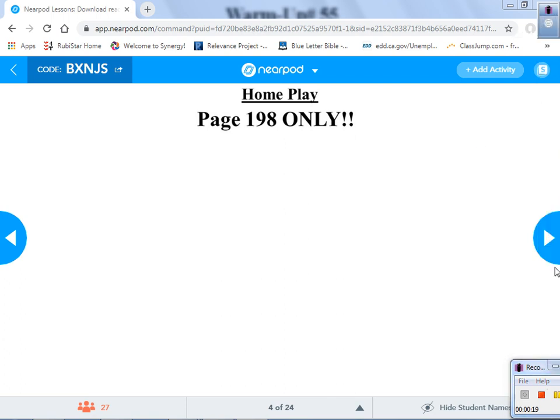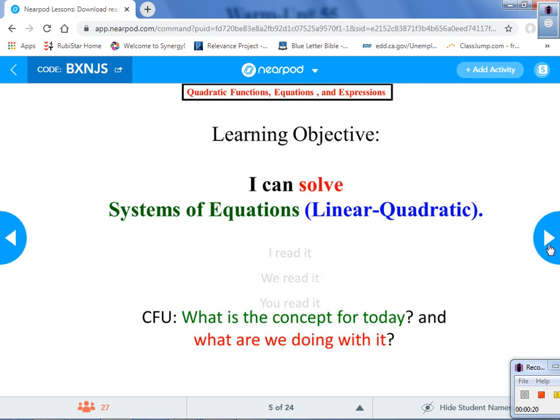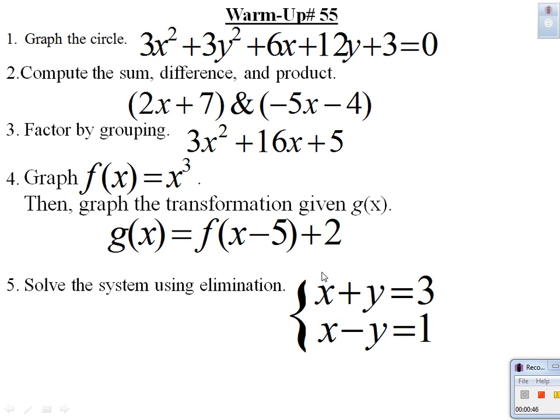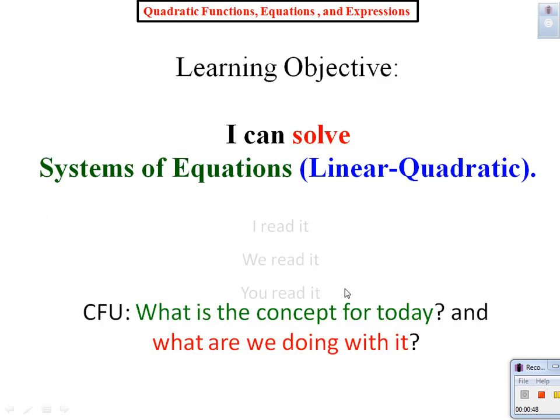All right. So our objective for today, I can solve systems of equations. At the beginning of the school year, the first 3 weeks, we did a full review for Algebra 1. I can solve systems of linear equations. But now we're no longer just on linear. We are in what? Linear and quadratic. But it's still a system. Okay? So quick recap. Let's see if we remember.